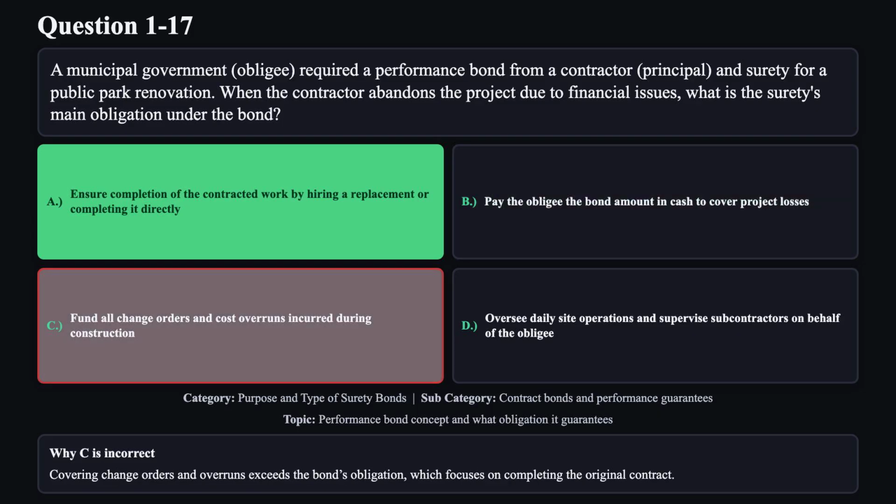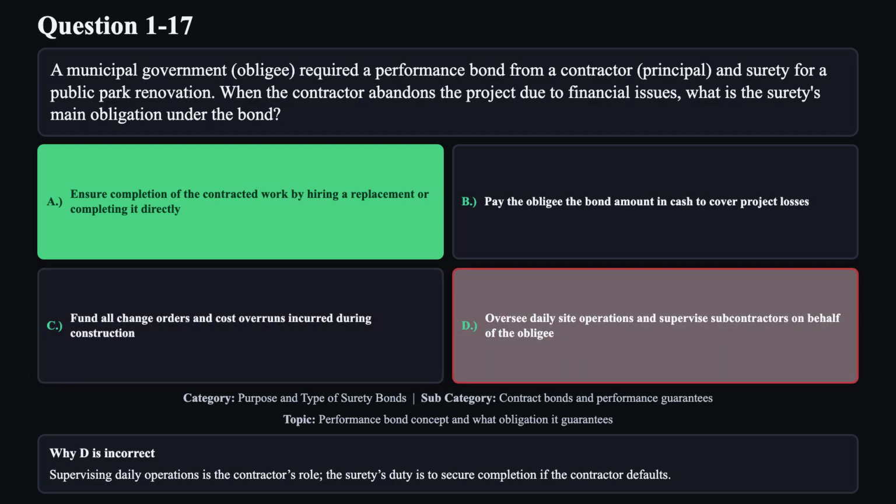Reason C is not correct. Covering change orders and overruns exceeds the bond's obligation, which focuses on completing the original contract. Reason D is not correct. Supervising daily operations is the contractor's role. The surety's duty is to secure completion if the contractor defaults.